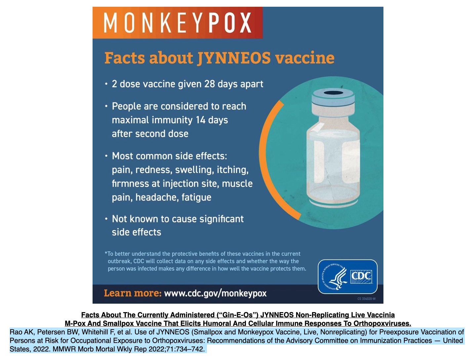Facts about the currently administered Jynneos non-replicating live vaccinia M-pox and smallpox vaccine that elicits humoral and cellular immune responses to Orthopox viruses. Facts about Jynneos vaccine: 2-dose vaccine given 28 days apart. People are considered to reach maximal immunity 14 days after second dose. Most common side effects: pain, redness, swelling, itching, firmness at injection site, muscle pain, headache, and fatigue. Not known to cause significant side effects.